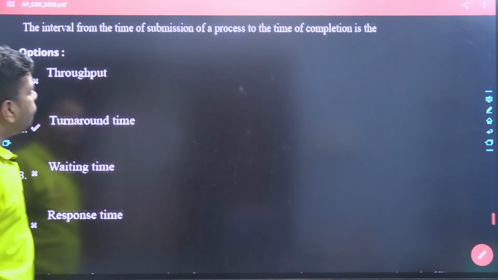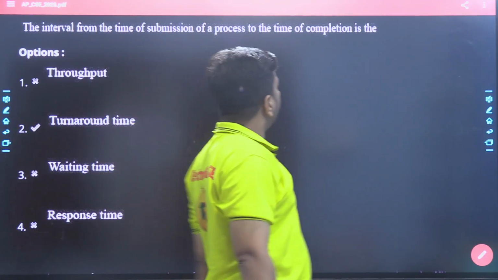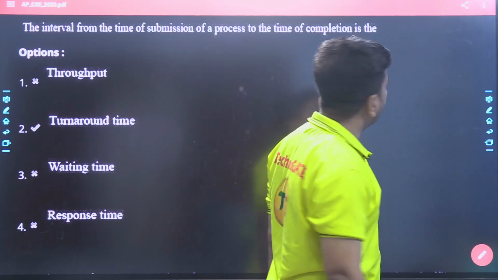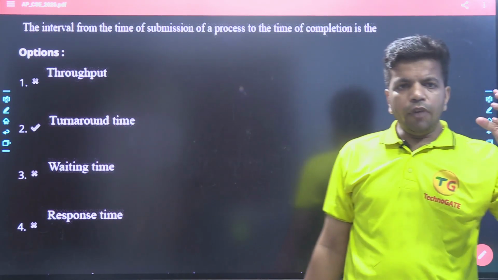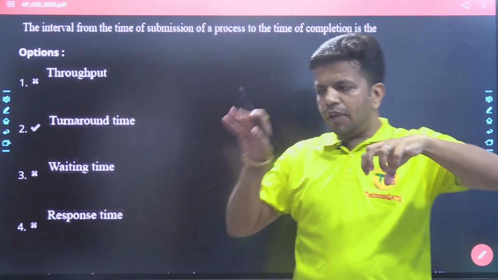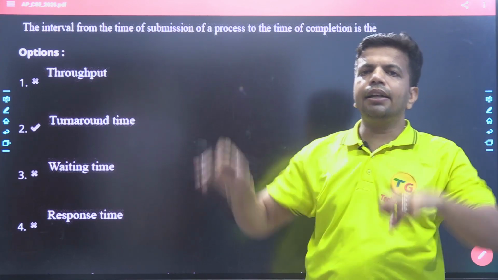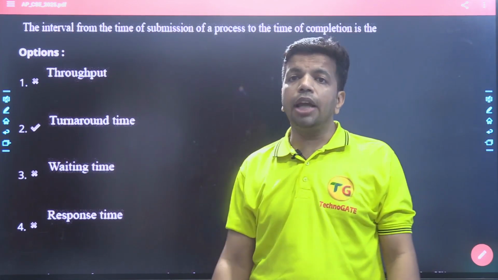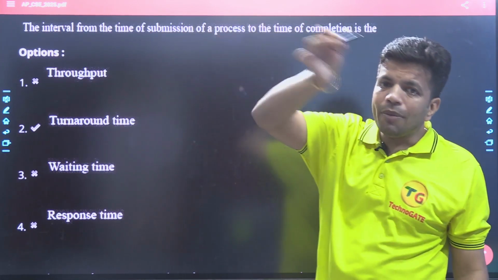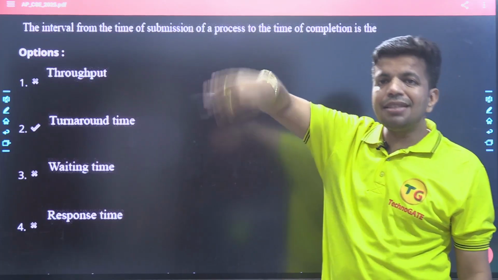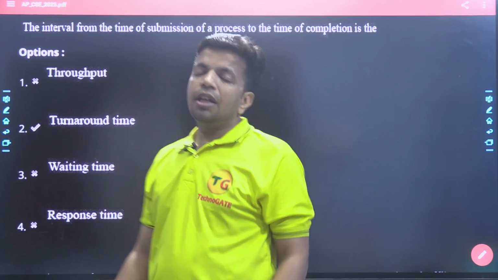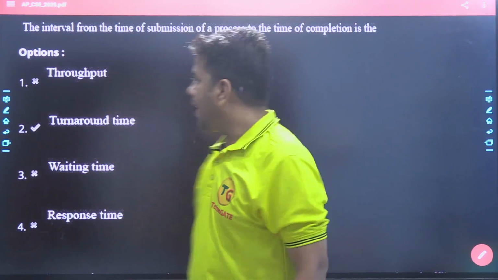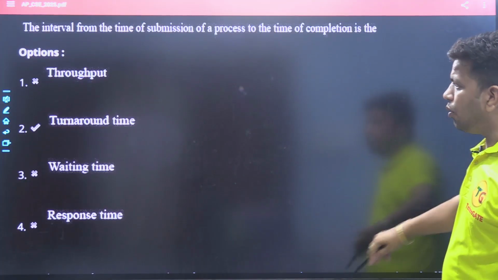The interval from the time of submission of a process to the time of completion is called what? When your process is submitted and when it terminates, that complete time is called the turnaround time of that process. It means how much time your process resides in the system. You can go with the second answer, turnaround time.